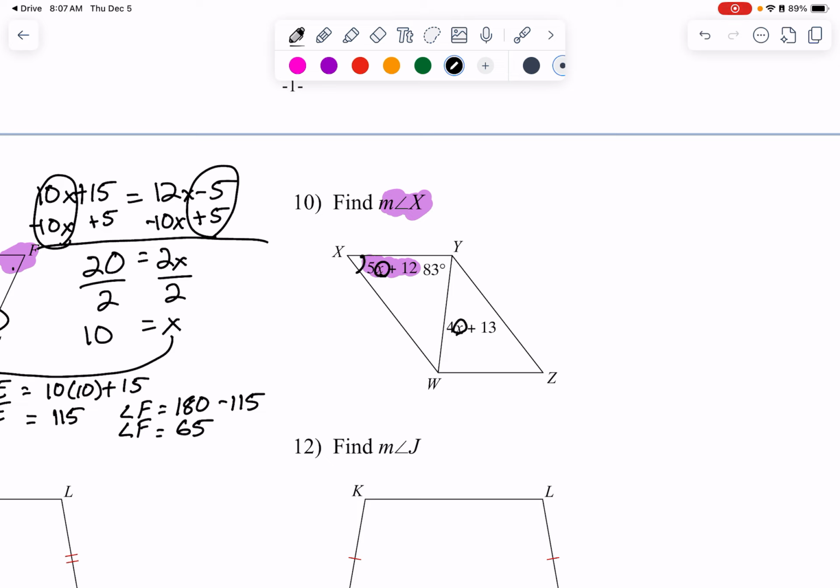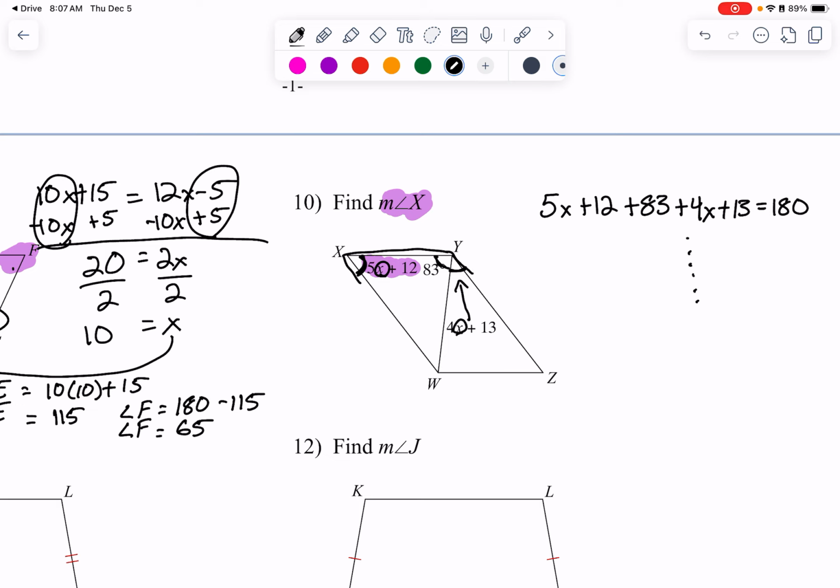Now the three angles that are happening here are these three angles there. There's more than one way you can look at this, but essentially these three angles are making a U-turn and they add up to 180. It's hard to tell that this 4x plus 13 is talking about that top corner, but that is what's going on. So the setup here is 5x plus 12 plus 83 plus 4x plus 13 equals 180.